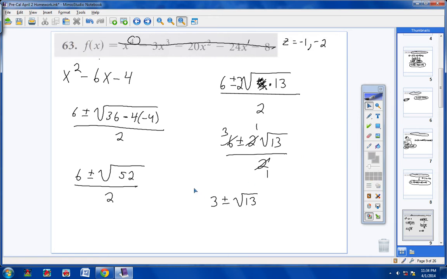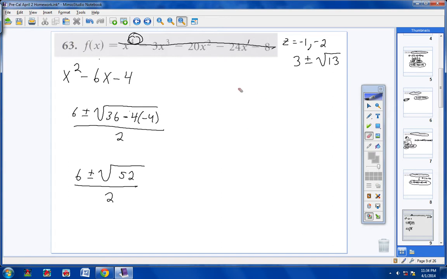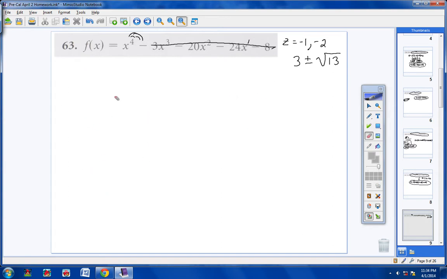So we're going to grab these two zeros here and pull them up here. And look, what was the degree of our original problem? 4. So what's the maximum number of zeros we can have? 4. And how many zeros do we have? 1, 2, 3, 4. We have two rational zeros, negative 1 and negative 2, and we have two irrational zeros, 3 plus the square root of 13 and 3 minus the square root of 13.